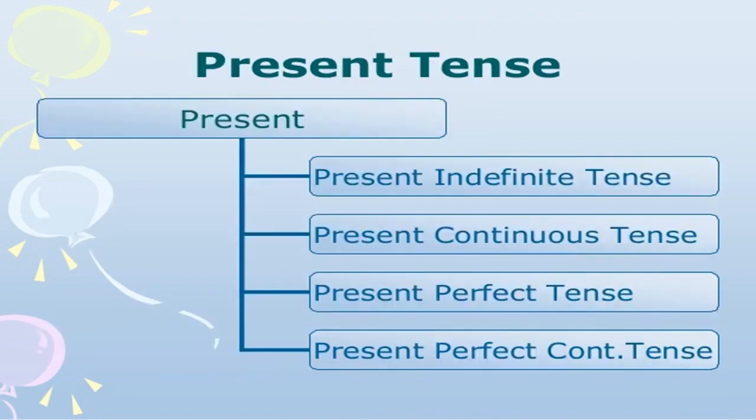Let's start with the first tense and its four types. First is present tense, and it is further classified into four: present indefinite or simple present, present continuous or progressive, present perfect or complete, and the last one is present perfect continuous tense. Now we will discuss each of their structures with their uses with examples.